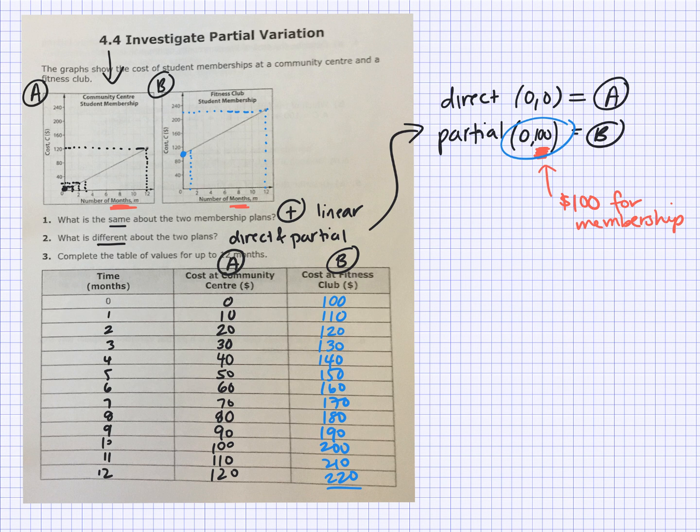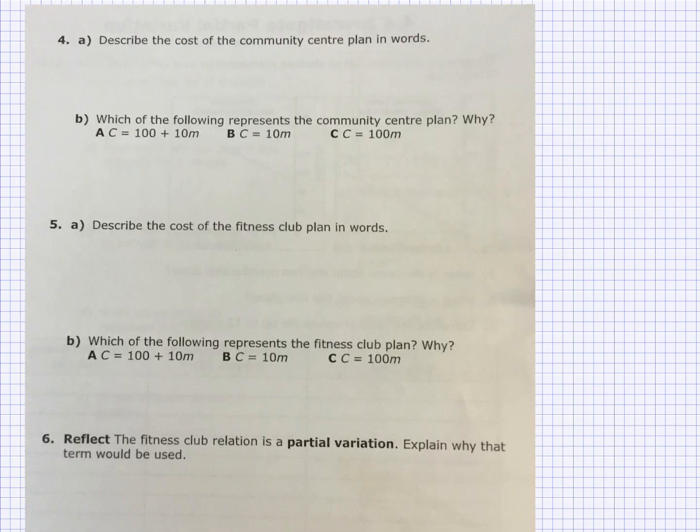Which membership would you choose? A or B? A. Who would choose B? Anyone? So looking at graph A, the community center, how would you describe the cost of that to me in words? What would you tell me? We've already talked about it, but what would you say about the community center? We would say that it's direct.